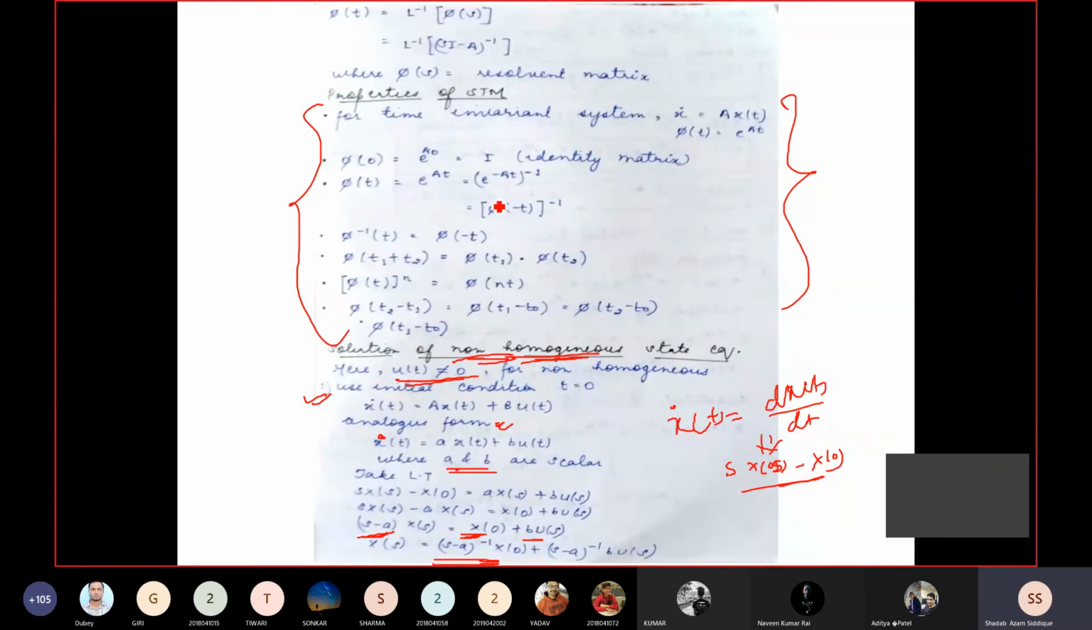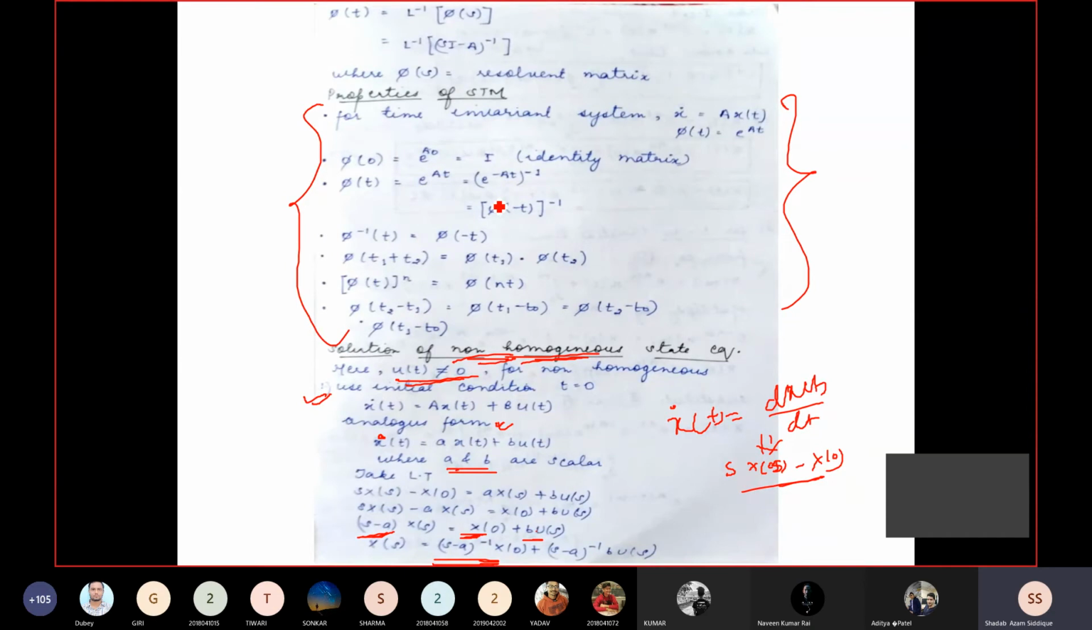Now we go to the properties of the state transition matrix. There are a few properties. Just remember these properties, and try to verify them using the state transition matrix formula.